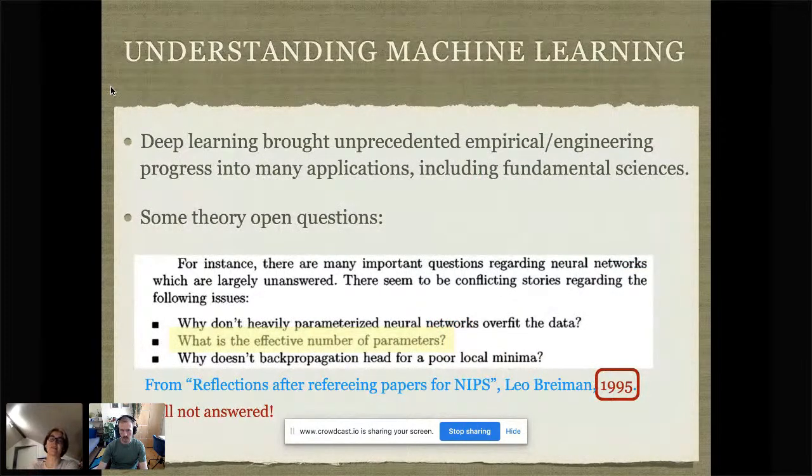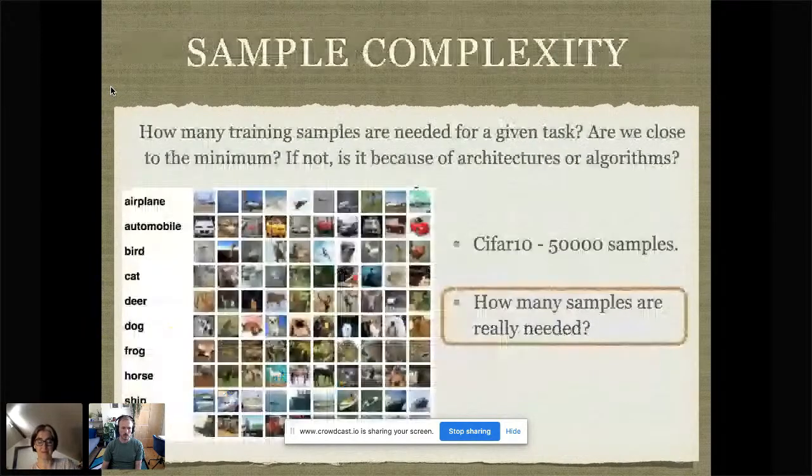The other question, about what is the effective number of parameters, translates to another way to put it, which is to talk about the sample complexity. That is, how many samples do we actually need to be able to learn some task. Here I give the example of the CIFAR-10 dataset, where you are simply learning from 50,000 examples of pictures to classify them into 10 classes that are specified here. The current competitions and state of the art are evaluated on these 50,000 samples, that is 5,000 per class. But we don't really know whether you can do it with fewer.